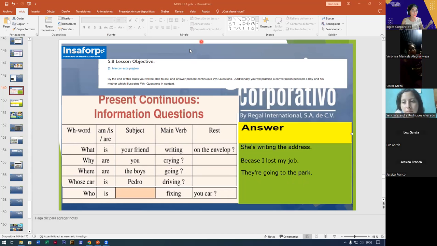Now, in the other one, we have the question, whose car is Pedro driving? Remember that whose? Investiga de quién. El carro de quién está Pedro conduciendo. So possibly you say he, because Pedro is the subject, right? He's driving. Whose car? El carro de quién? Maybe my car. Maybe the dog. Sorry? Driving the car job. His work's car, okay, or the car of the office, the car of the company, right? It can be the car of the company.